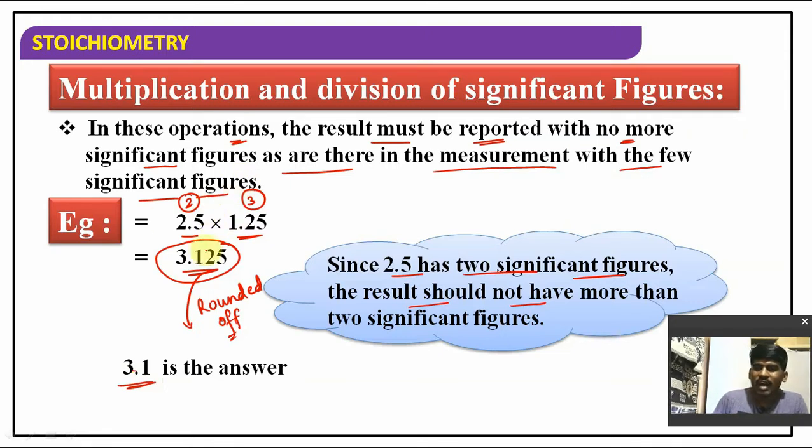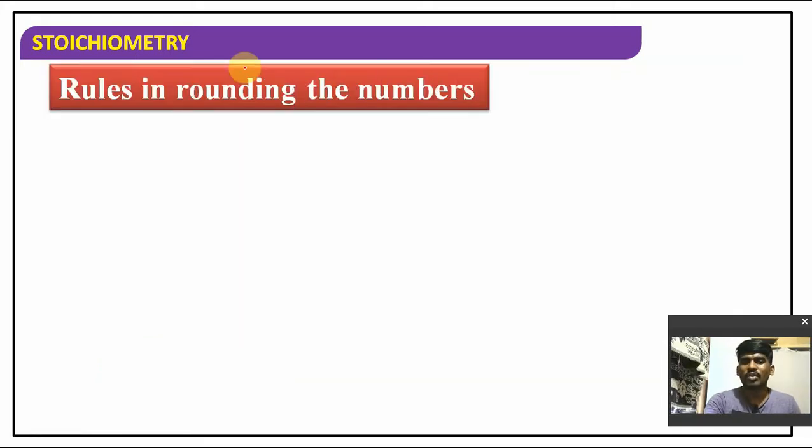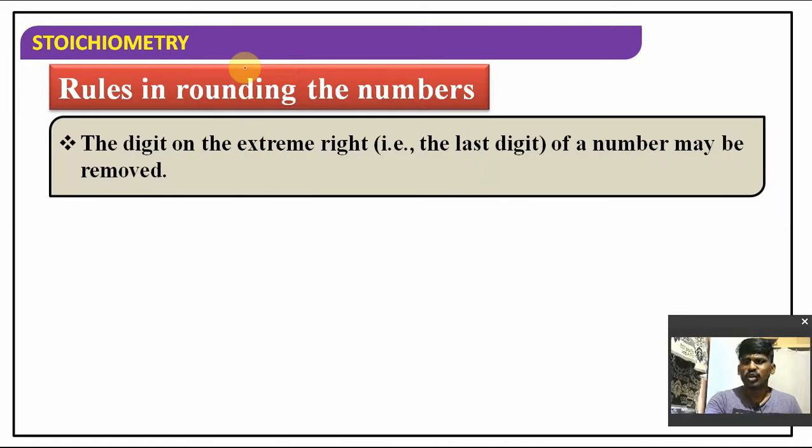Whichever number has the least significant figures, we should express the answer in terms of that number of significant figures only while doing multiplication as well as division. Hope you understand the point, guys. While you are doing multiplication and division, that rule needs to be followed. Okay, now rules in rounding the numbers. If you want to round off numbers, what are the rules that need to be followed?